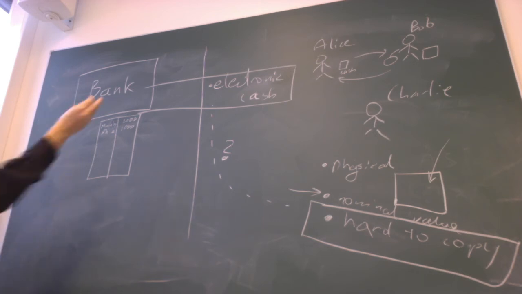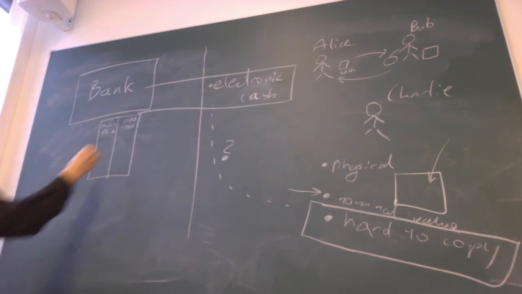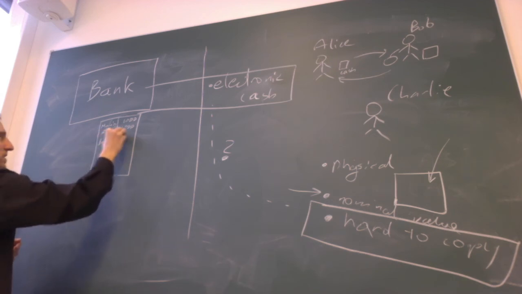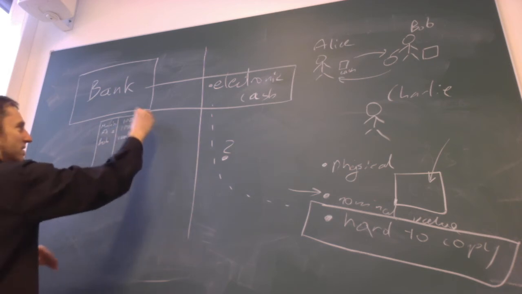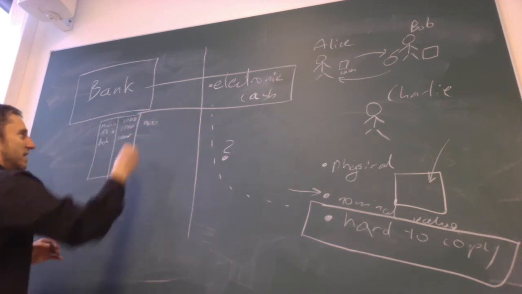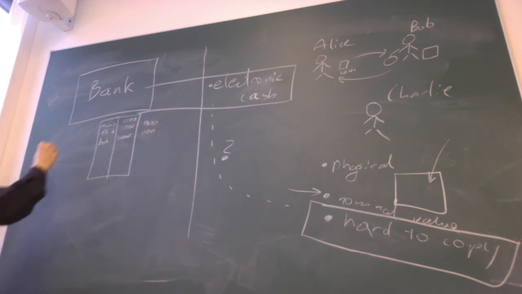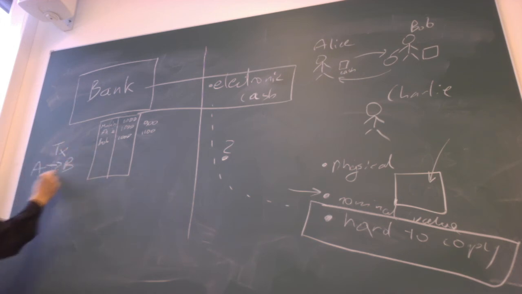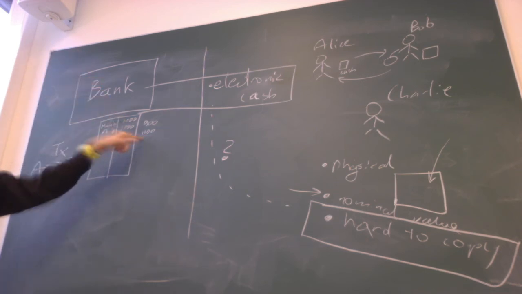And then if Alice transfers a payment to Bob, the bank system updates it. So it says, okay, now Alice has 900 and Bob has 1,100, right? So if there is a transaction between Alice paying Bob, the transaction goes through the payment system, through the banking system, and then the accounts are updated, right?